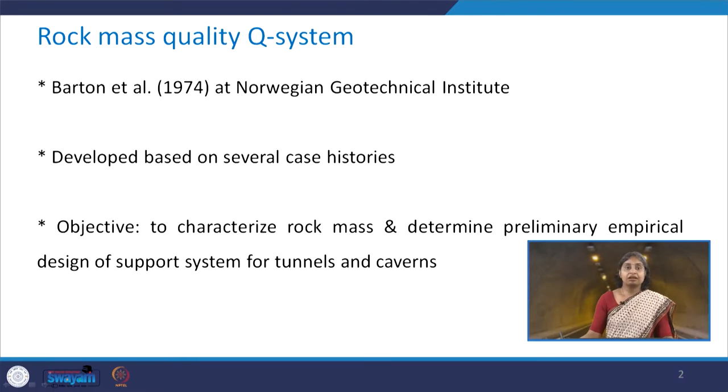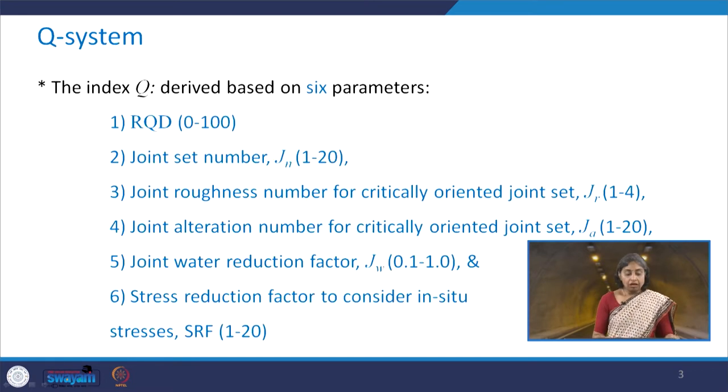So to start with, let us first understand this rock mass quality Q system. This was given by Barton and his team in 1974 at the Norwegian Geotechnical Institute, which was developed on the basis of several case studies. And the objective was to characterize the rock mass and to determine the preliminary empirical design of support systems for the tunnels and caverns. So the index is defined and denoted as Q.